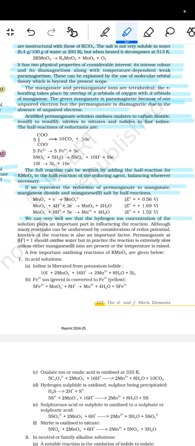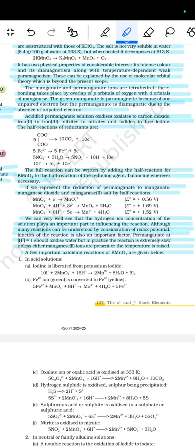We can very well see that the hydrogen ion concentration of the solution plays an important part in influencing the reaction. Although many reactions can be understood by considering the redox potential, the kinetics of the reaction is also an important factor. Permanganate at H+ concentration 1 should oxidize water, but in practice the reaction is extremely slow unless either manganese 2 ions are present or the temperature is raised.